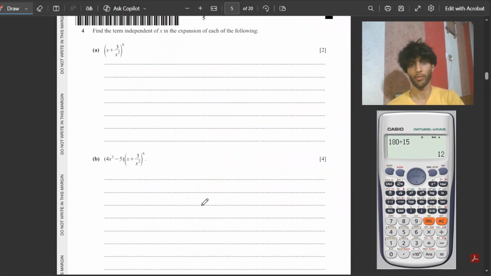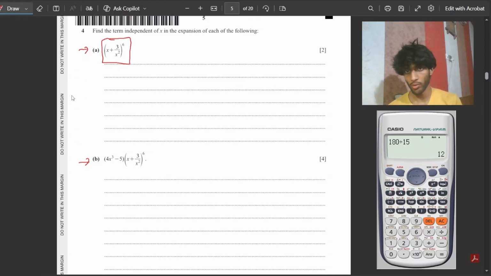Okay, so we're on question number 4, and it's a binomial expansion problem. We have to find the independent of x term in the following expressions, and we have 2 expressions over here. This is the first one, this is the second one. So what we have to do is we need to have a term that doesn't include an x variable. So let's first do it for this particular part over here.